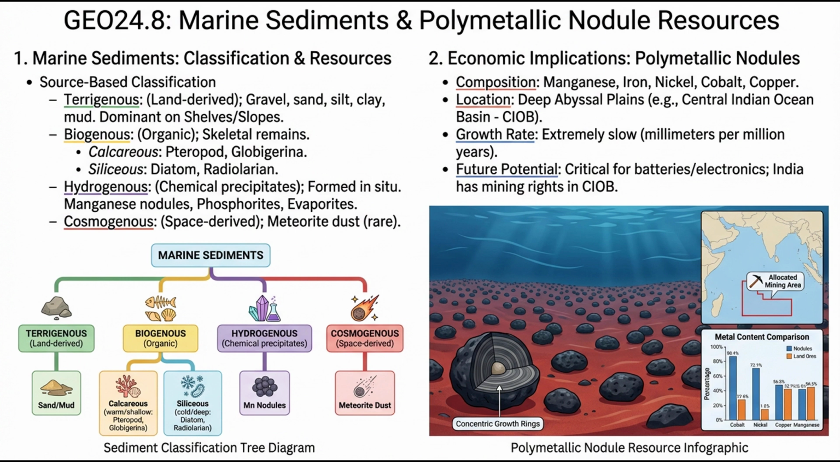Polymetallic nodules, PMN, also known as manganese nodules. These are potato-shaped lumps found on the deep abyssal plains. How do they form? It's a chemical process. Metals like manganese, iron, nickel, cobalt, and copper, dissolved in seawater, start precipitating around a nucleus, maybe a shark's tooth or a piece of shell. Layer by layer, like a pearl, they grow. But the growth rate is incredibly slow, millimeters per million years. Yet, there are trillions of tons of them lying on the ocean floor.